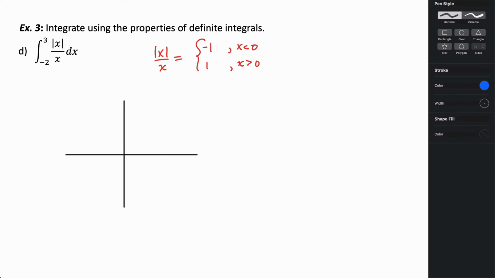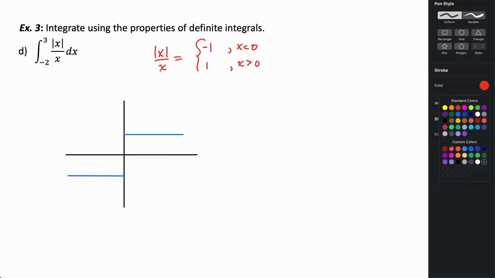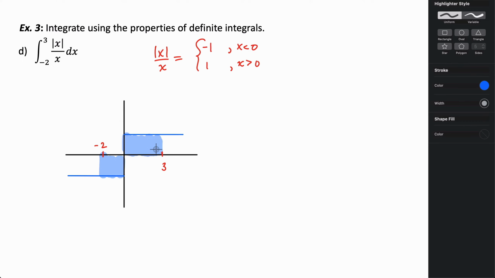So we'll have a horizontal line here, and then we have this other horizontal, whoops, sorry, that's switched. It's like this, horizontal line here, and then we have this horizontal line like this. And so the area that we're trying to calculate is from -2 here up to 3 here. So that's going to be like this area here, and then this area here, and it's going to be the sum of those two.